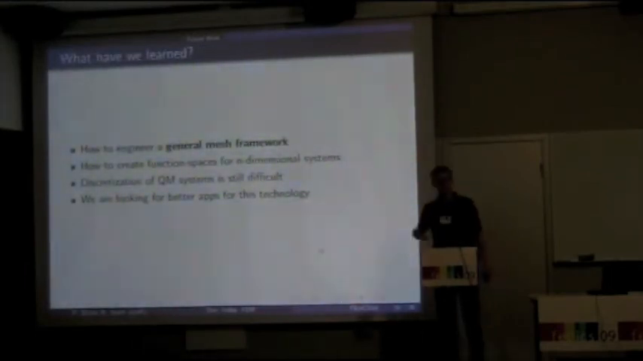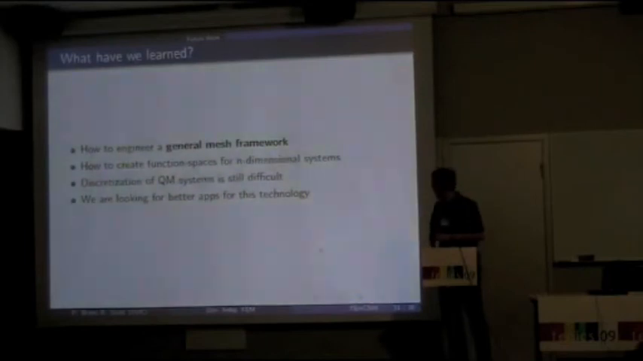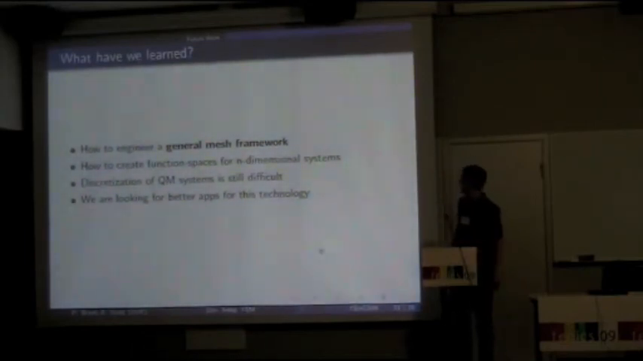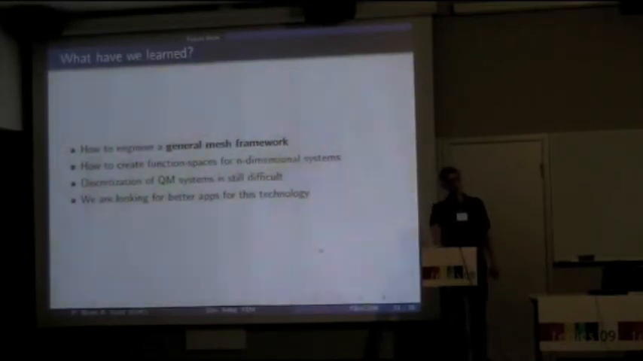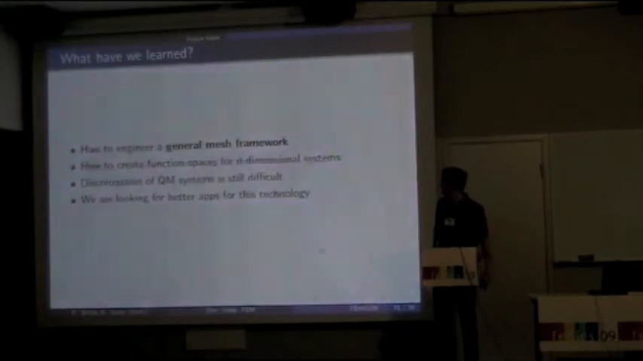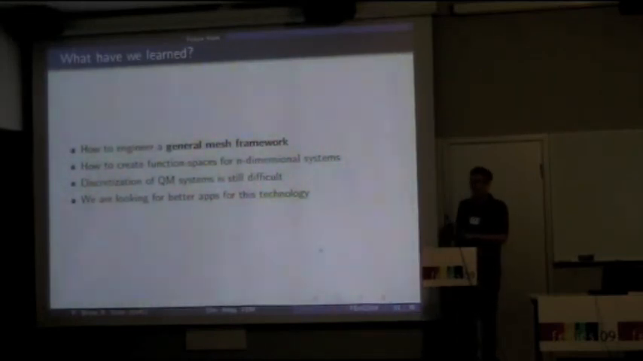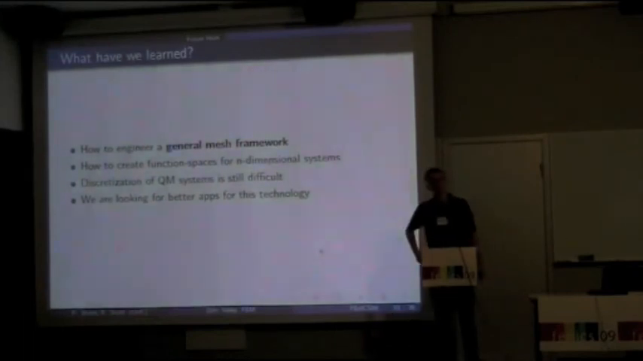So here's what we sort of learned from this project so far: how to engineer a general mesh framework, how to create function spaces for n-dimensional systems. But really, discretizing configuration space for quantum mechanics systems is still very difficult, and I think it's going to take a lot more work in any framework, sparse grids or something like this, to get it really working. We're looking for better apps. For instance, radiation transport would be a nice place to look. And that's pretty much it.